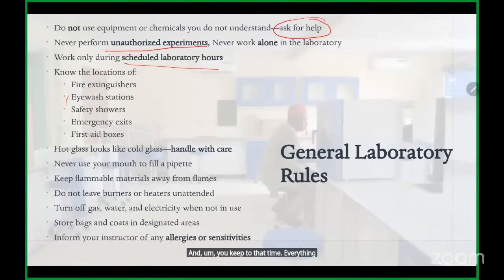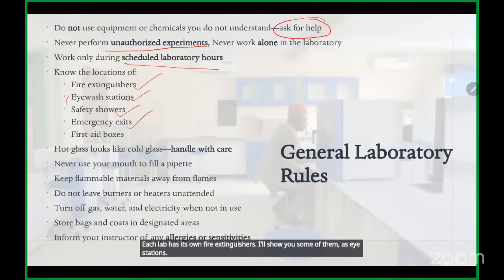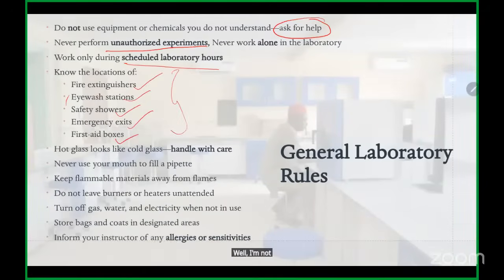Everything needs to be ordered. Each lab has its own fire extinguishers. I'll show you some of them. As well as eye stations, safety showers, emergency exits and first aid boxes.